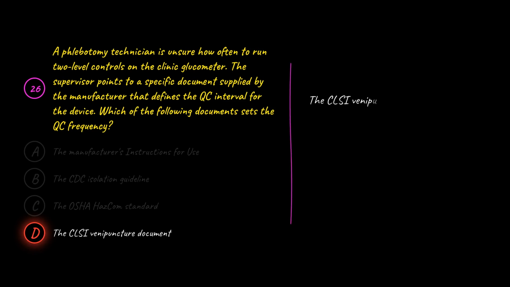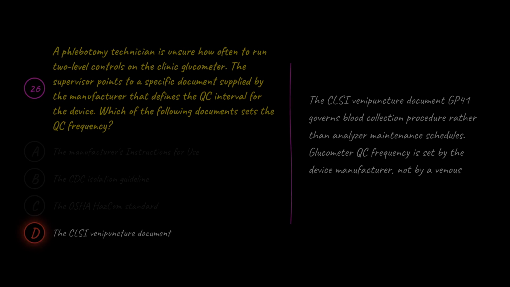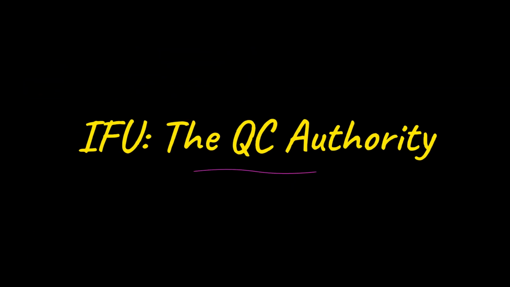D is wrong because the CLSI venipuncture document GP41 governs blood collection procedure rather than analyzer maintenance schedules. Glucometer QC frequency is set by the device manufacturer, not by a venous collection technical standard at all. When a laboratory needs to know how often to run quality control on a clinical device, there is one authoritative source, the manufacturer's instructions for use, or IFU.